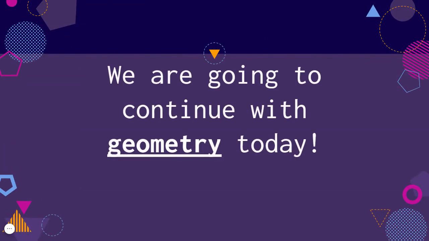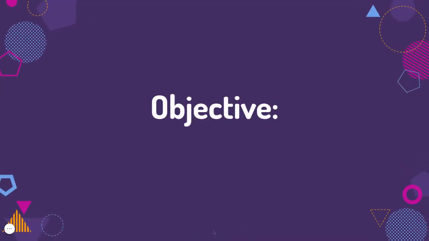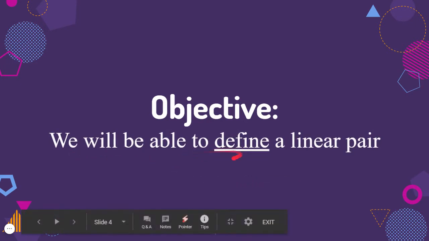In maths, we are going to continue with geometry today. This is the seventh learning class for it. Let us look at the objective for today's class. The objective is we will be able to define a linear pair.